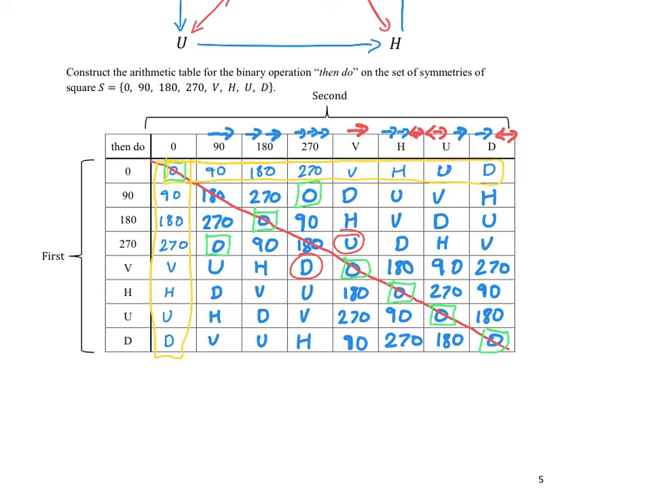I'll let you think about it for just a moment before I give you the answer. You can pause if you like. So if you look closely, 180 has that same property. The row and the column matches exactly. So 180 can also switch order with any other symmetry that it might be composed with.